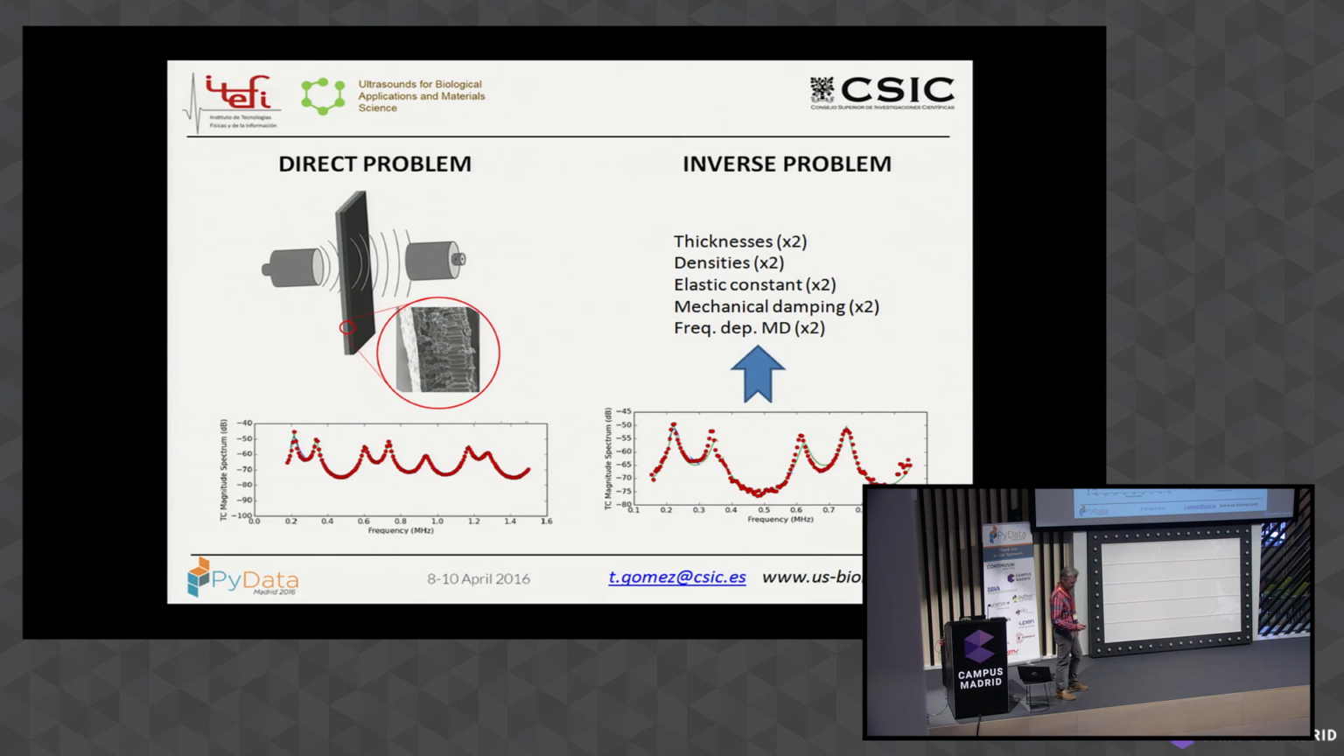So you have an ultrasonic signal going through a tissue, and then I can get a spectrum of the signal, something like this, and I can predict how this spectrum will look depending on the properties of the material. But what if I have this measurement, and by solving the inverse problem, I am able, just from this measurement, to say how many layers of tissue there are, what the thicknesses are, what the densities are, what the elastic constants are, what the mechanical damping is, and how the mechanical damping changes with frequency. Wow, amazing again.